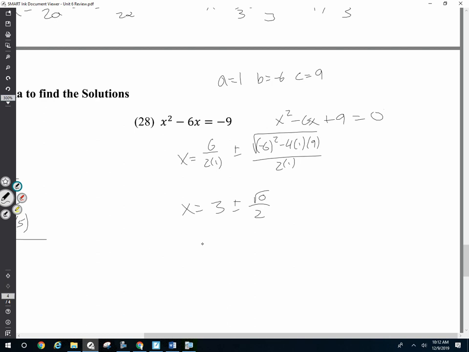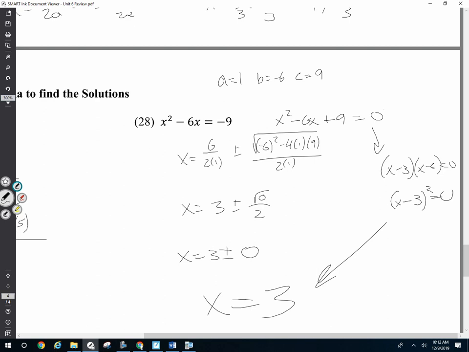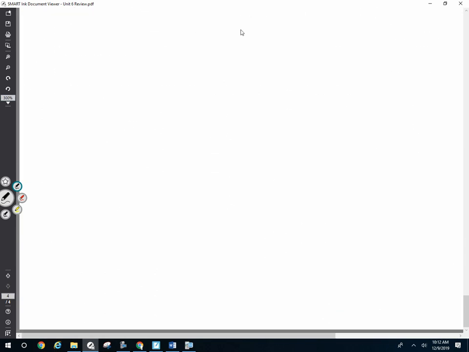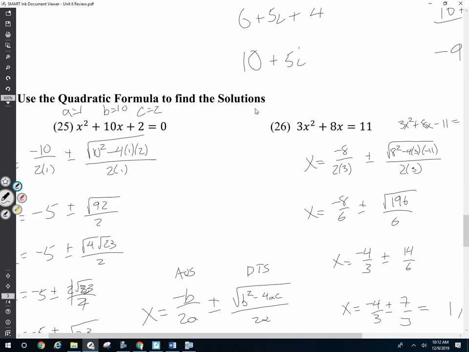So that means I have x equals 3 plus or minus 0. Well, 3 plus 0 is 3. 3 minus 0 is just 3. My answer is just 3. This turns out can be factored to be x minus 3 times x minus 3, which means I only have one solution. 3. Okay? That's the review for your test.